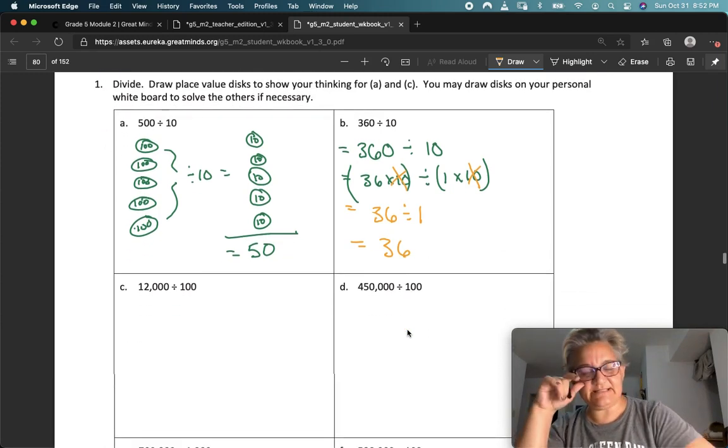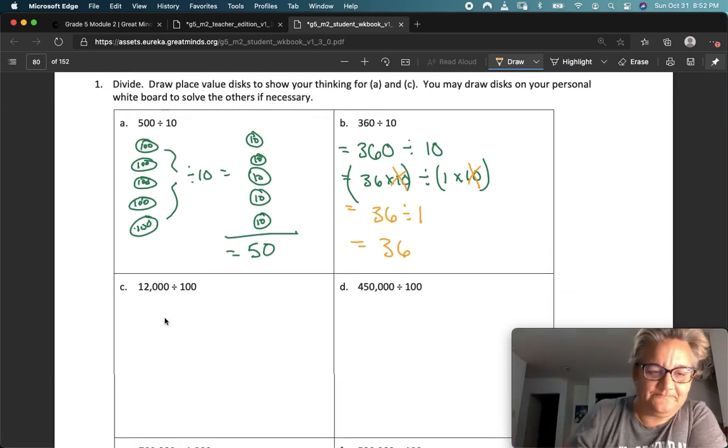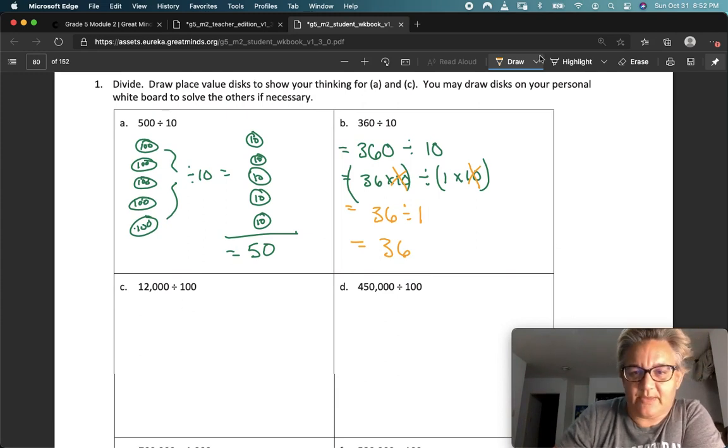All right, letter C. For letter C, they asked us to use place value discs again. So here I'm going to go back to a darker color.